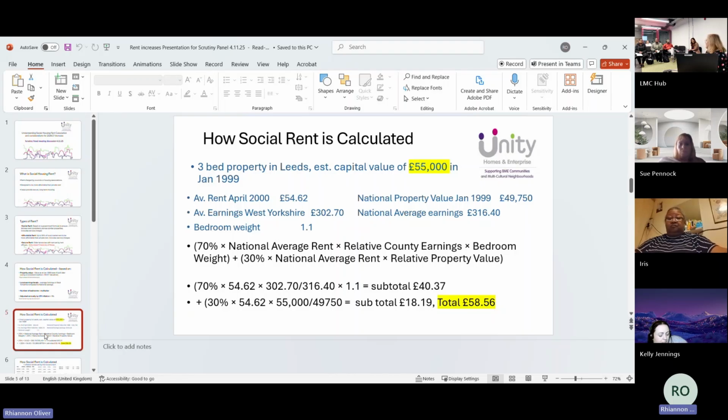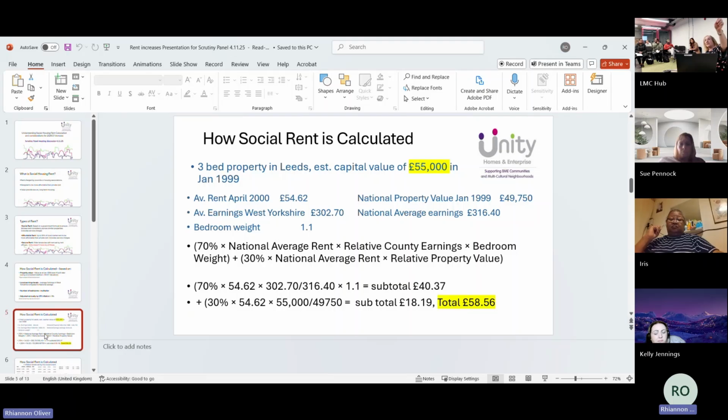Then, just to make it even more complicated, they say the rent has to be based on 70% of that national average rent, times the relative county earnings, times the bedroom weight, and 30% of it based on the rent times the property value. So this is what I mean: when you say where did my rent come from, apart from the value of that individual property, every other bit of it is set under a predefined formula going right back to 1999. I'll explain why that then comes on to being important.